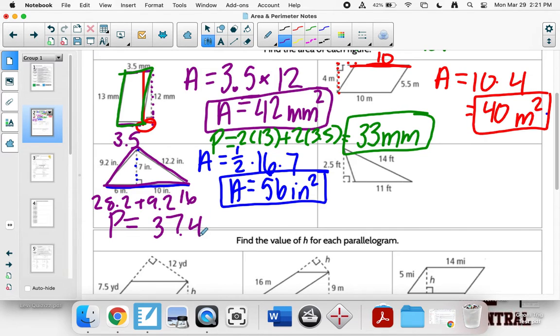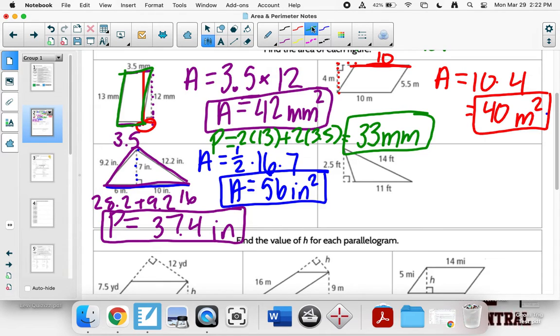Inches or inches squared? Area is inches squared. Perimeter is just inches. You can think of it like area takes up space, so it's 2-dimensional. You have the square there, whereas perimeter is just like a line. It's like the border of the shape. Yeah, like a border.